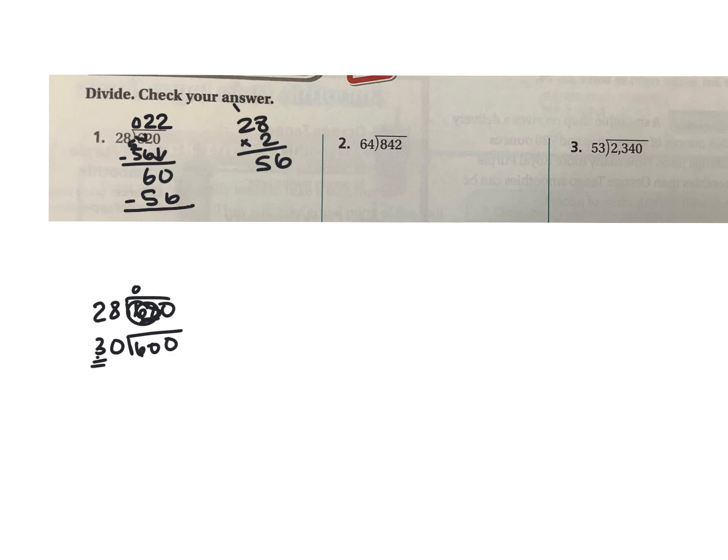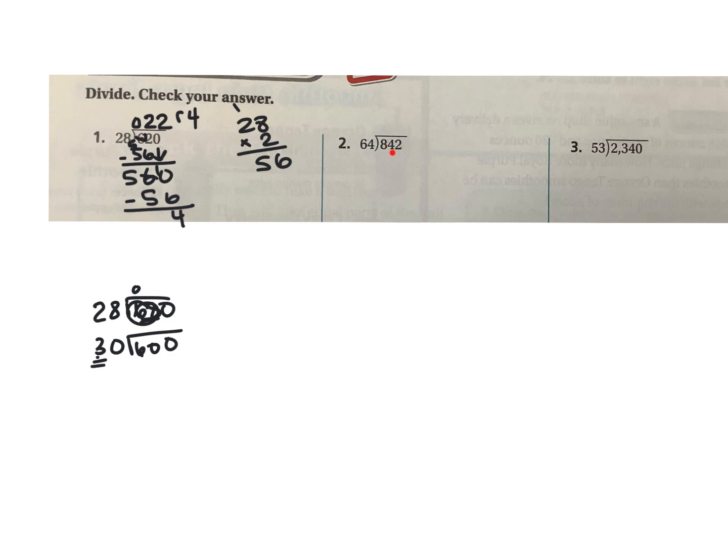56, subtract. I cannot do 0 and subtract 6 from it, so I do need to borrow. 10 minus 6 is 4. So 22, remainder 4. All right, again, if you feel like you're ready to pause and try it and then play, to check it, go ahead and do that.